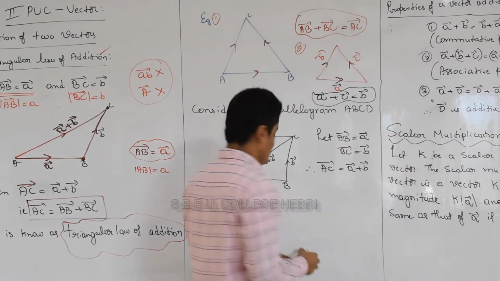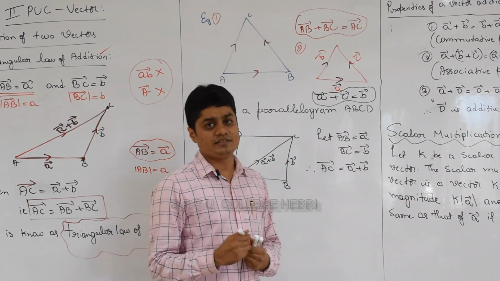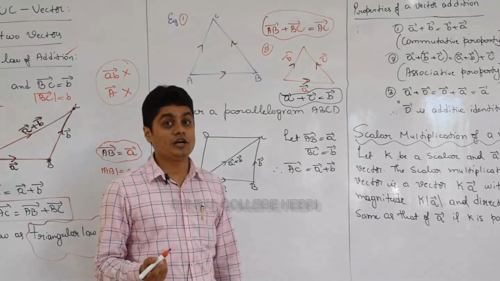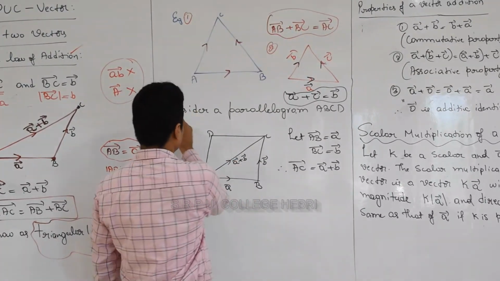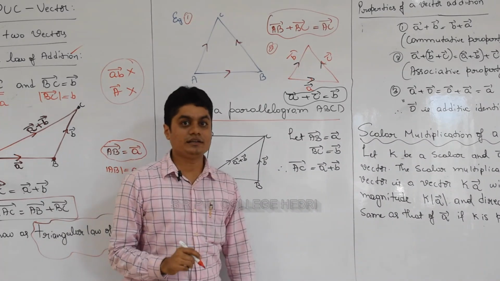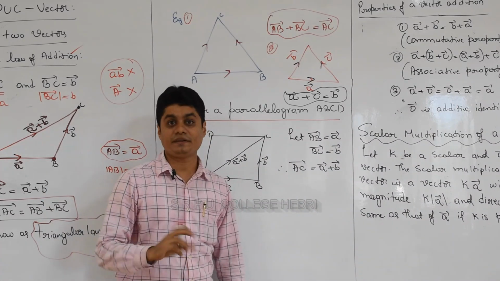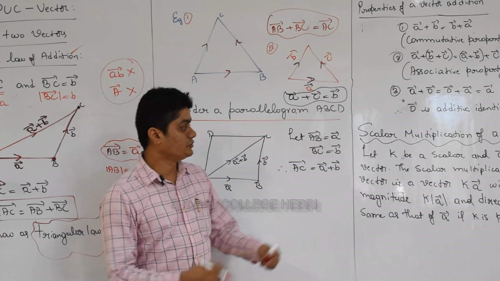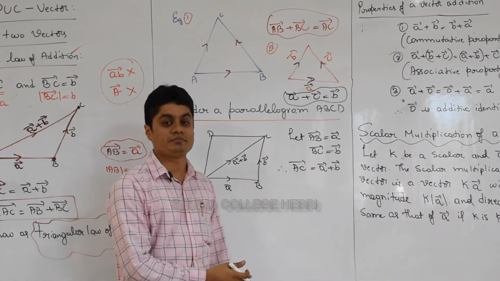Okay, now one more law of addition is there. It is called the parallelogram law of addition. So I will explain that. Observe carefully, it's very important again. In the triangular law of addition, we did not explain the difference of two vectors, but in this one we can explain the difference of two vectors.